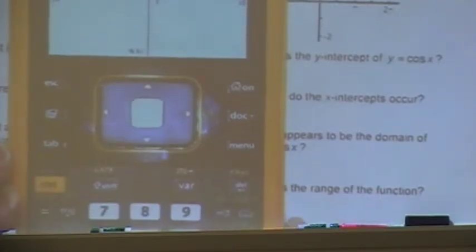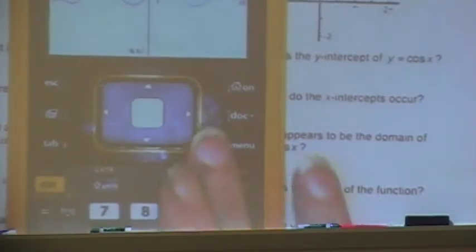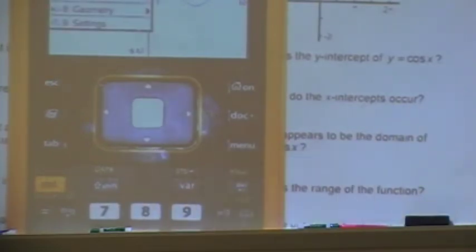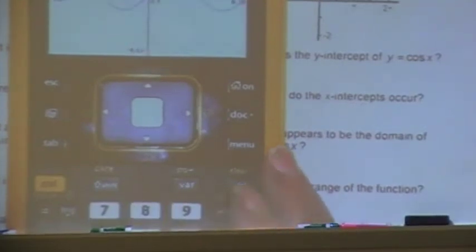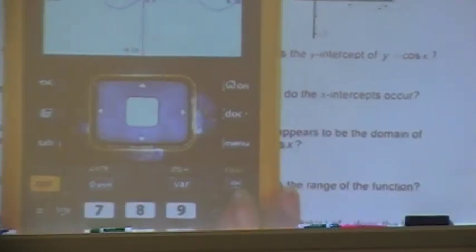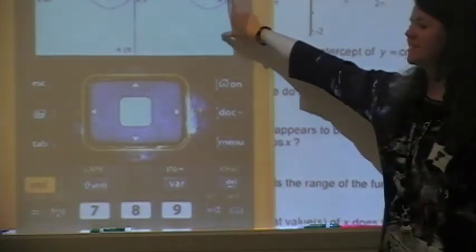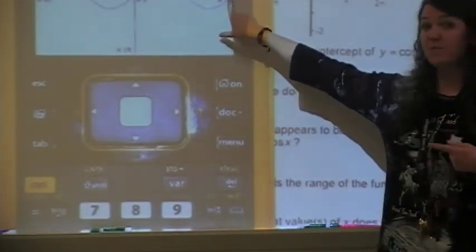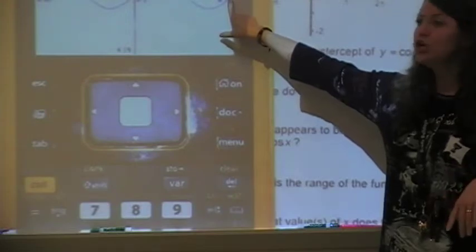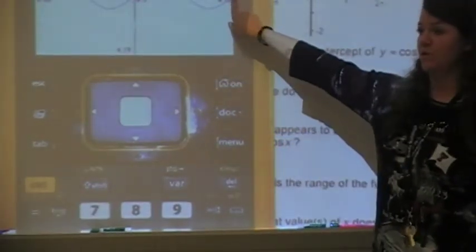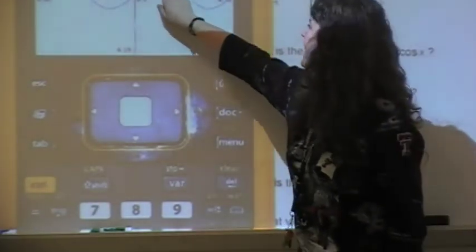Okay, so I'm going to put in sine x. I hit sine x, and there's my sine wave. I'm going to hit menu, and on my zoom window, number 8 is zoom trig. Now it's counting by decimals, but notice what this last decimal is: 6.28. What is that? 2 pi. So this is one trip around the unit circle.